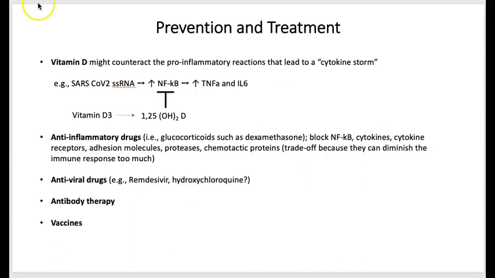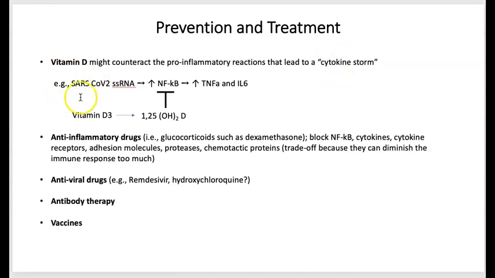It's just a little bit about prevention and treatment. In this particular case, some of the emphasis is on over-the-counter stuff, the easy things that we can do, such as getting out into the sun and getting a little bit of vitamin D, or actively taking vitamin D3. There's a very well worked out mechanism for why this might be helpful to a COVID patient, because it might counteract the pro-inflammatory reactions that lead to a cytokine storm.